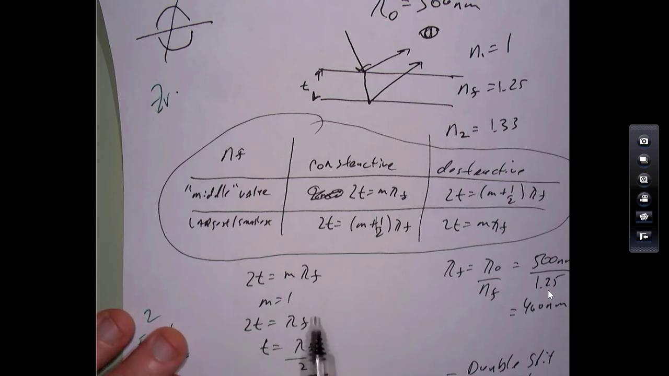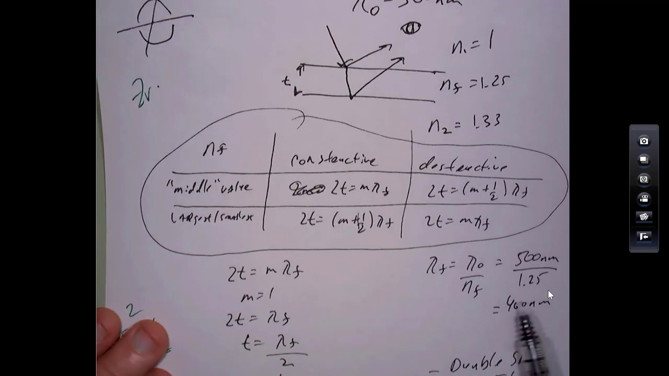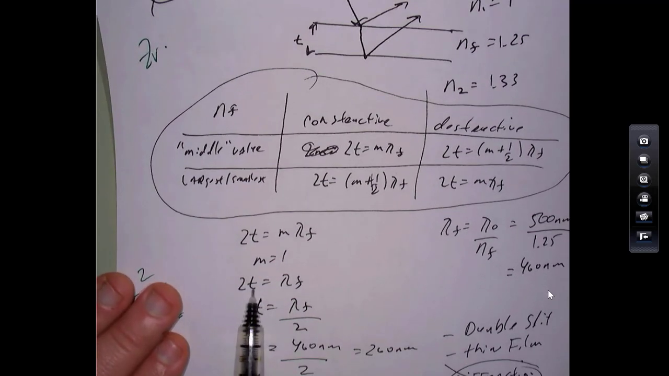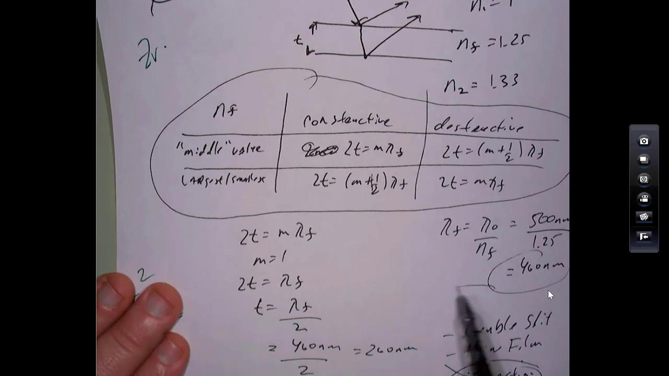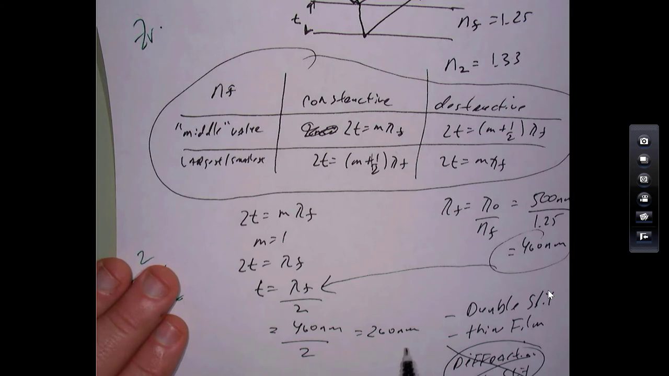That will give you the minimum thickness. Okay, good. So then we have 2t equals the wavelength in the film. Now to get the wavelength in the film, you've got to take the wavelength in the air and divide by the index of refraction of the film. Okay, so 500 nanometers divided by 1.25 gives us 400 nanometers. So let me solve for t. t would be the wavelength in the film divided by 2. So then the minimum thickness turns out to be 200 nanometers for this problem. That's to get constructive interference. Okay, again, keep that in mind.